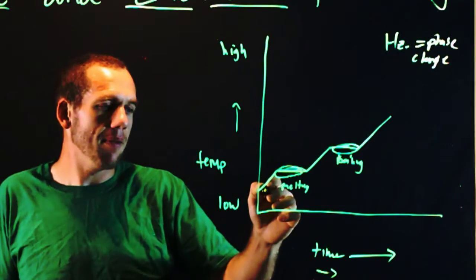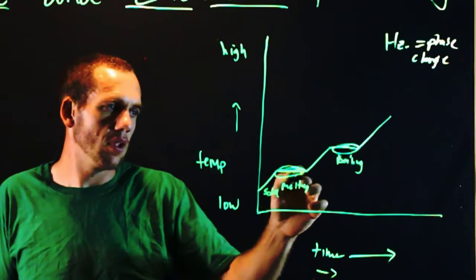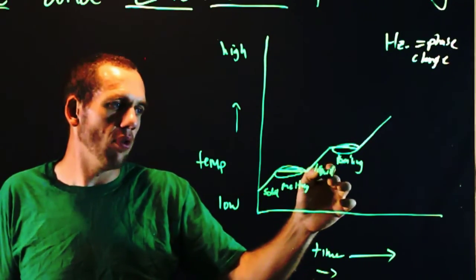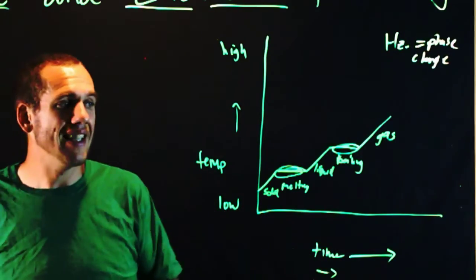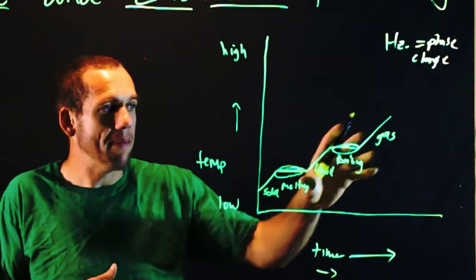And if something's melting, that means it's changing from a solid to a liquid. And if something's boiling, it's changing from a liquid to a gas. So because I can recognize the phase changes, it's easy to understand what's happening in this curve.